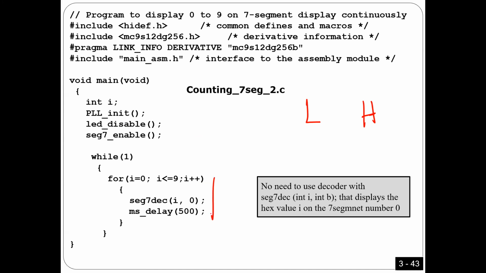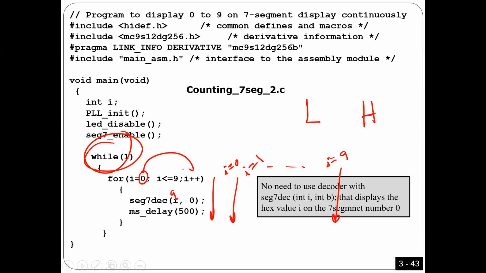As you see here, in the first iteration, i is equal to 0, so I'm going to display number 0 on display 0. Then I'm going to wait 500 milliseconds, half a second, and go back. Next time, i is equal to 1, so I'm going to display number 1 on display 0. That's it, all the way until i is equal to 9, where I display number 9 on display 0. Then, because I have an infinite loop, I repeat again from 0 to 9. Any questions?